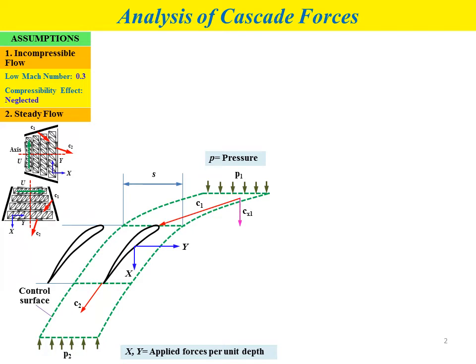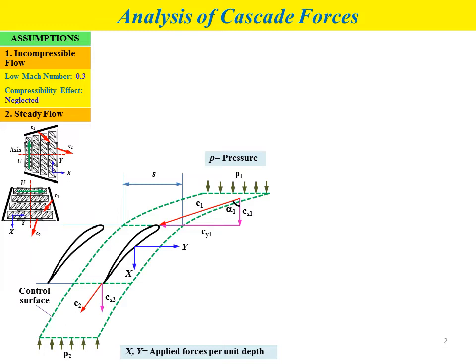So every vector will consist of components. C1 consists of an X component, Cx1, and also a Y component, Cy1. X represents the component in the X direction, and Y represents the component in the Y direction. And also the angle for the vector C1 is represented by alpha 1, the flow angle at the inlet of the cascade blade.